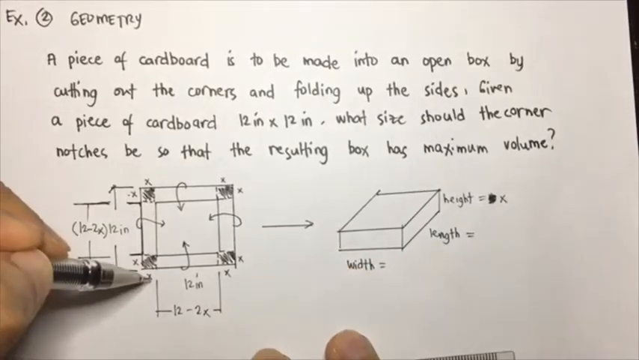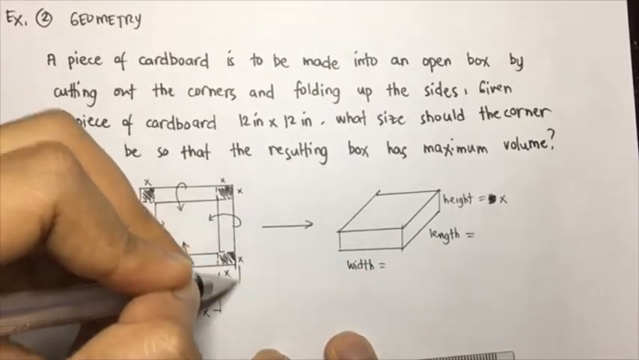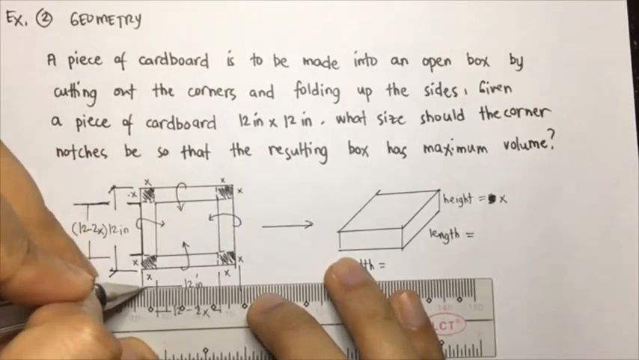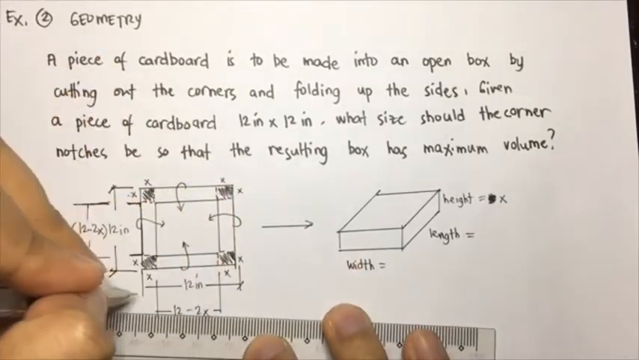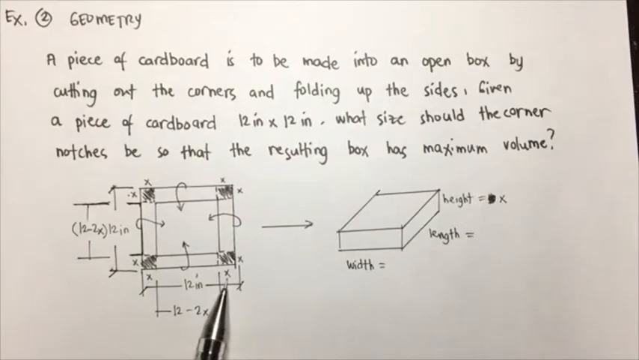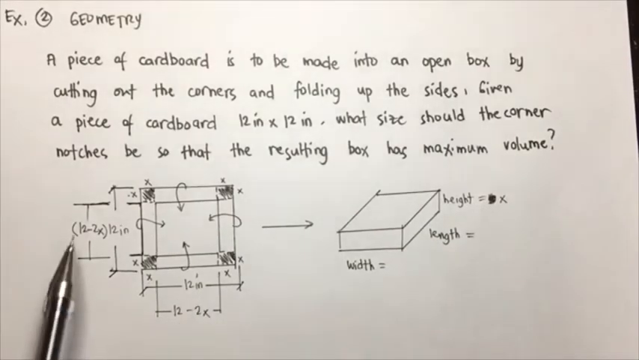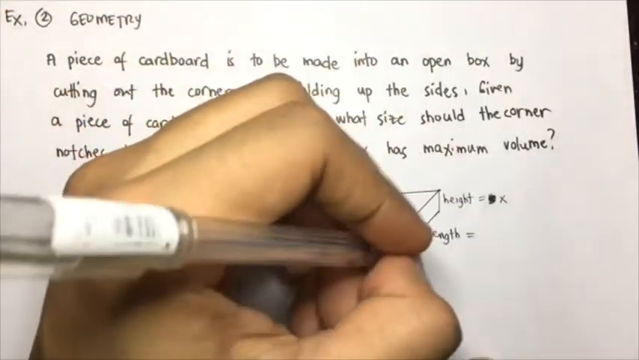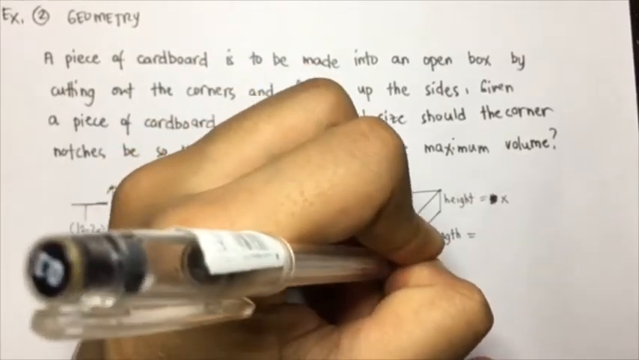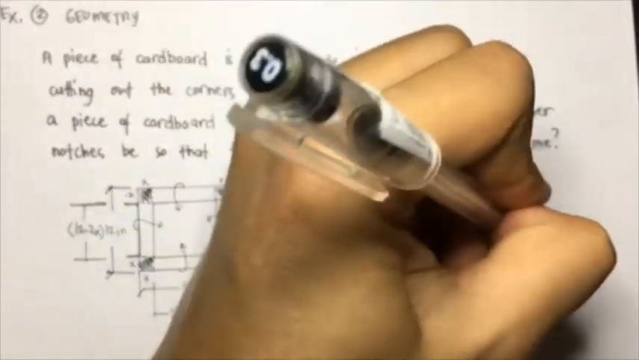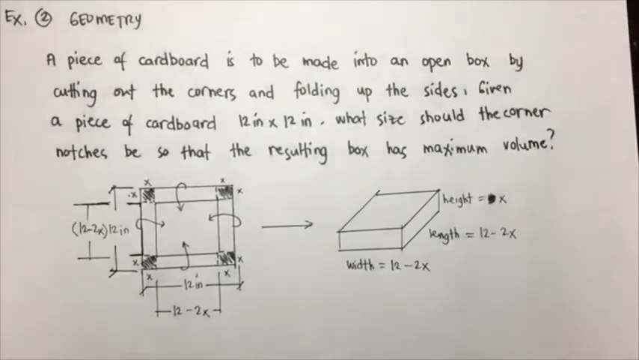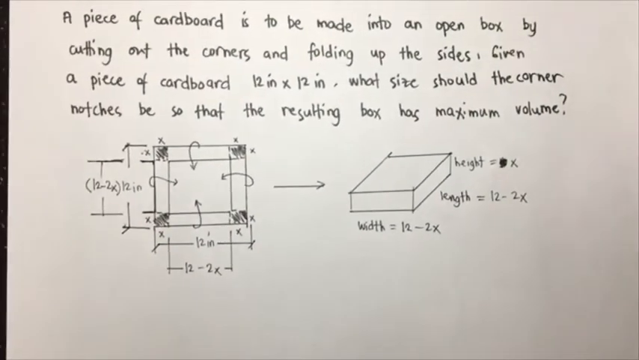So why 2x? Because we have the original 12, which is this, subtracted by 2 x's. Therefore the width will be equal to 12 minus 2x, and also the length is equal to 12 minus 2x.